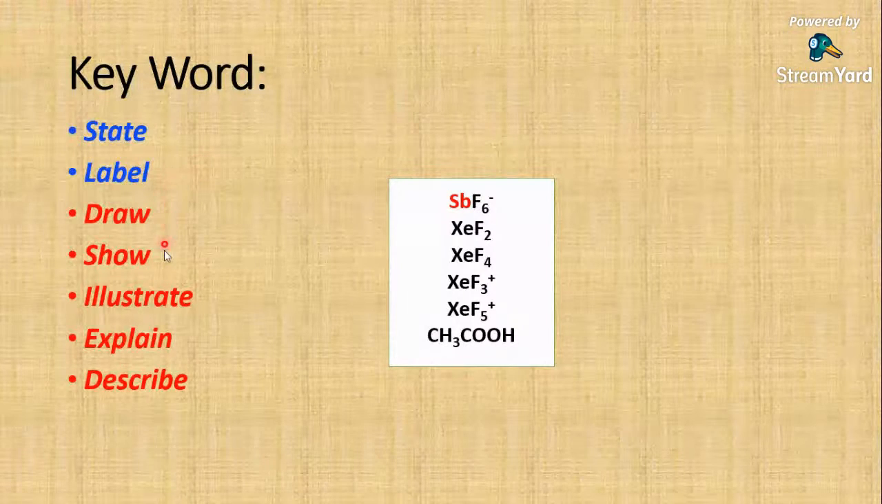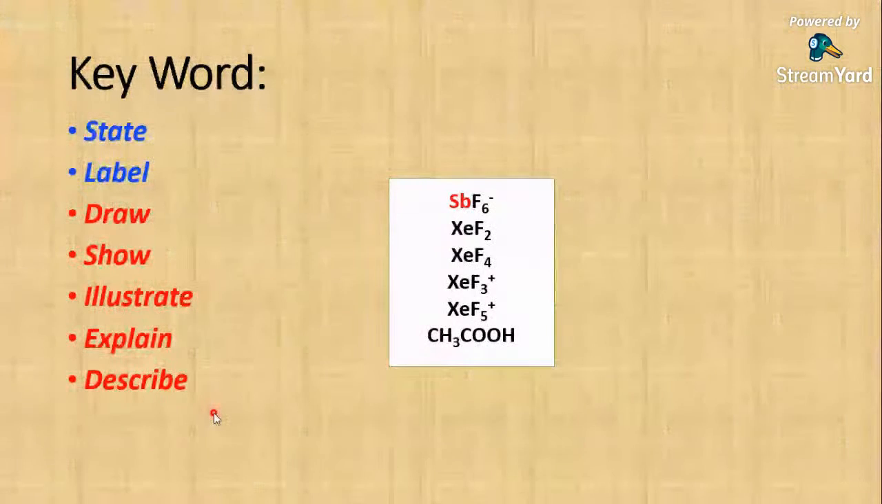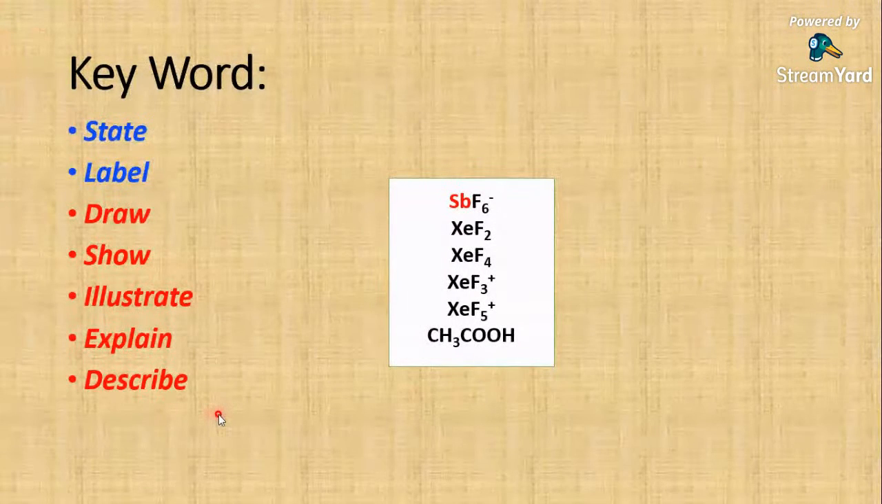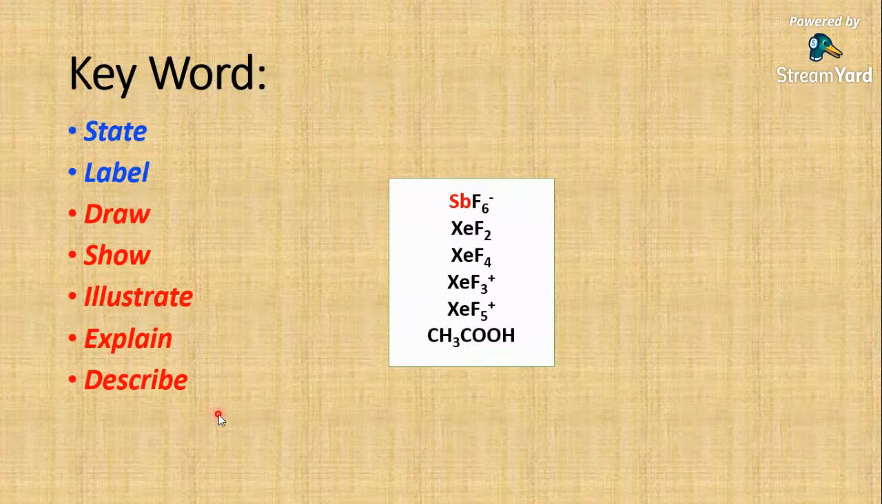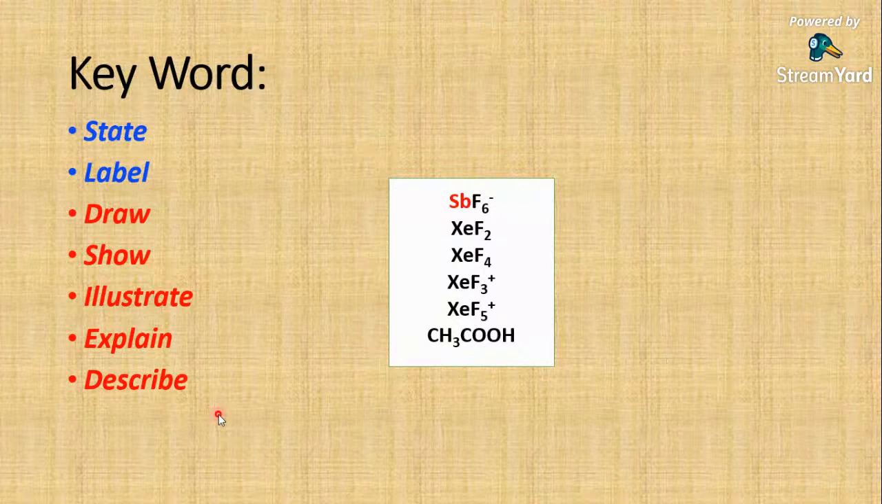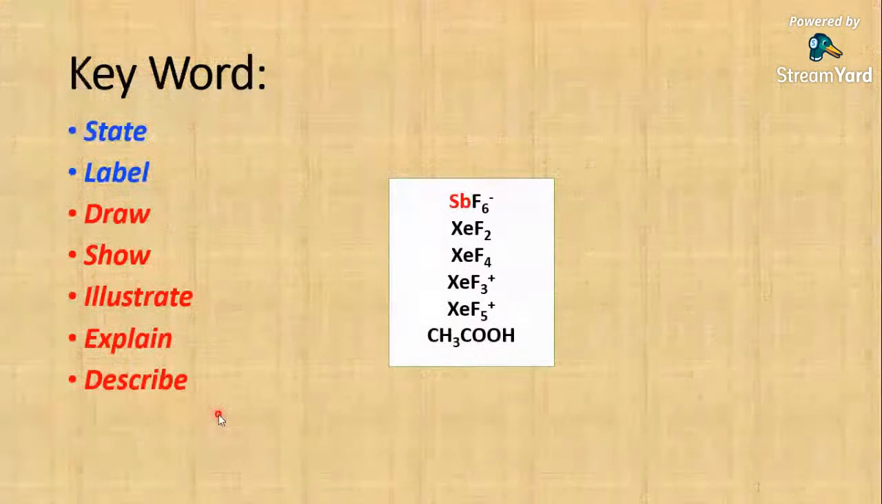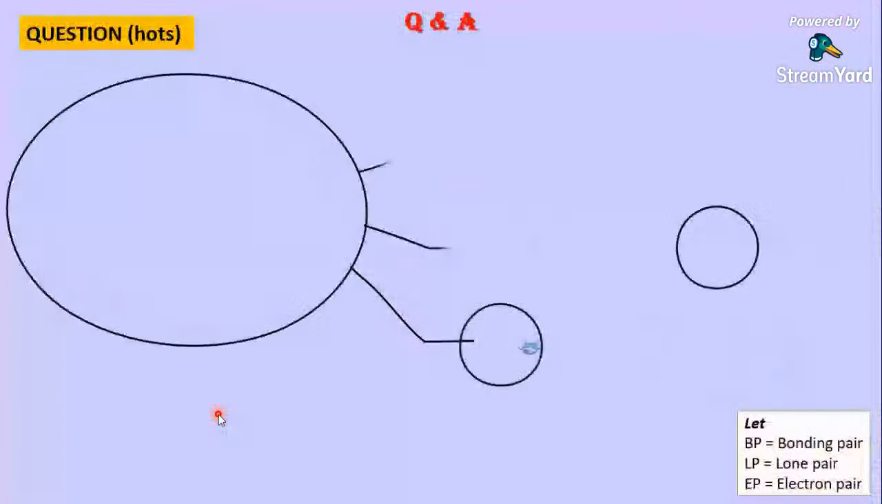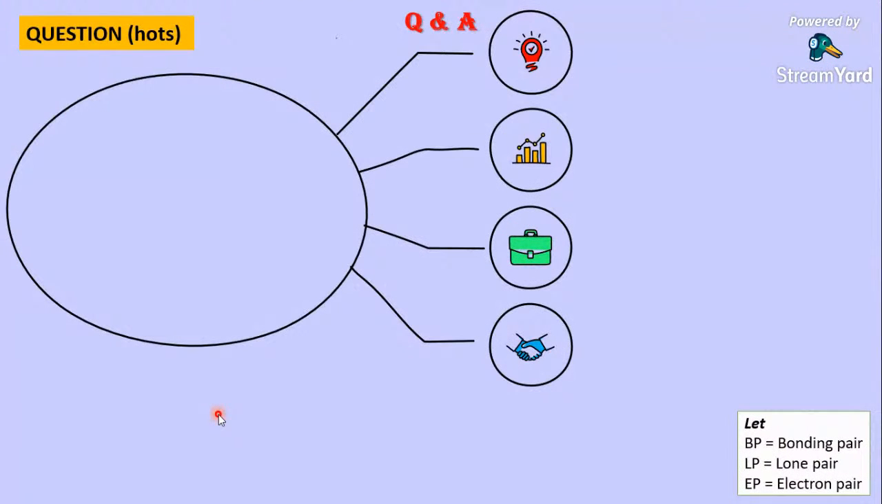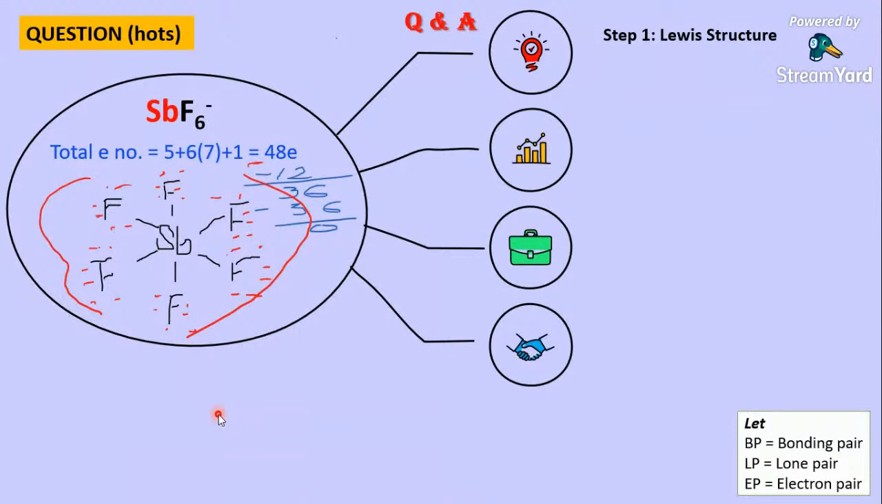But for draw, show, illustrate, explain, describe, for these 5 keywords, you have to do many things. You have to repeat the step 1 from A until Z in order to score full mark. Okay. So now we start. Okay, for information, the answer for this part, I'm using my student answer. So you try to identify their mistake as well. Okay, so the first one, SF6, PF6 negative ion.